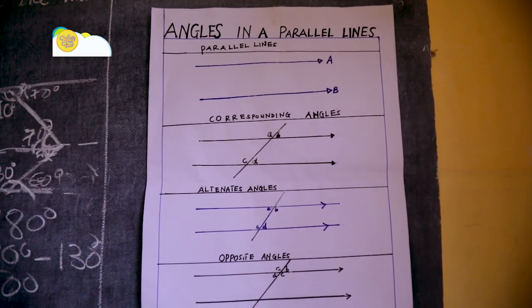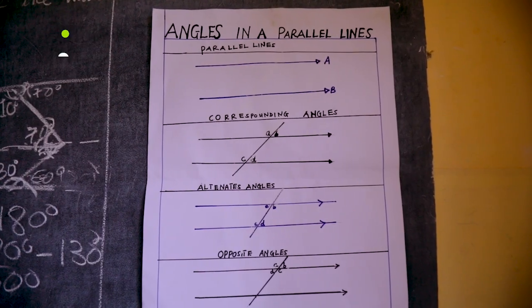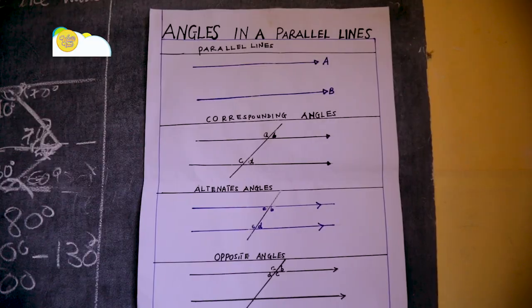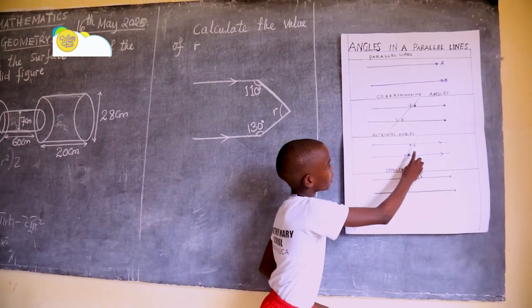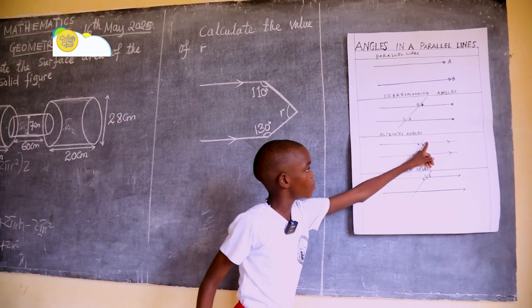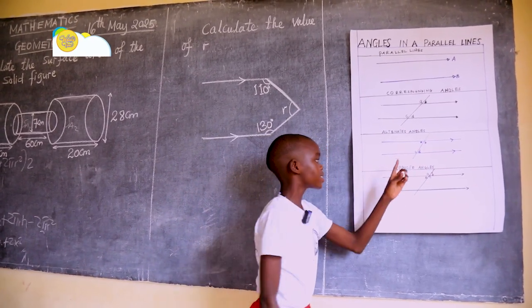Let's move to the other type of angle: alternate angles. What are alternate angles? Alternate angles are angles which are equal but are formed on different sides of the transversal. For example, here angle A and angle D, and this angle B and angle C are alternate angles.